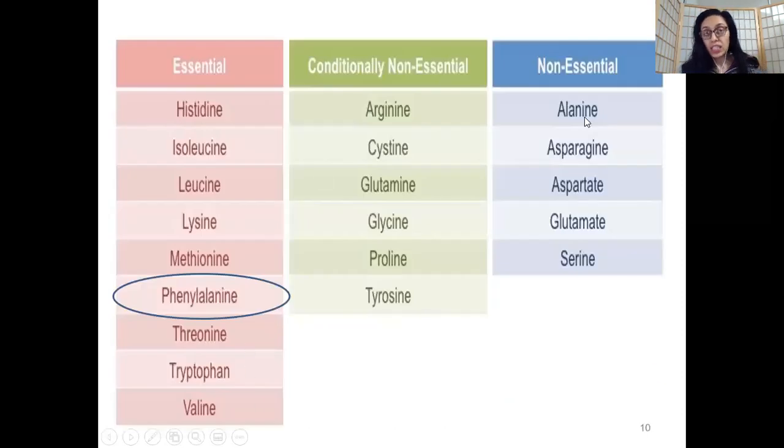Now guys, this is an FYI for you: these are your amino acids. These are your essential amino acids. These are conditionally essential, meaning they can be made in the body if you have essential amino acids. And these are non-essential, meaning they can be synthesized by the body. Essential amino acids we cannot synthesize in the body, therefore we need them in the diet. The problematic one in phenylketonuria is phenylalanine.